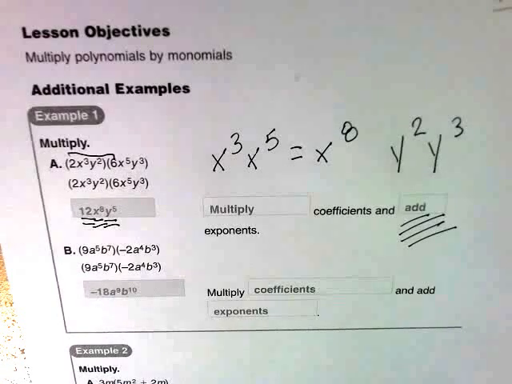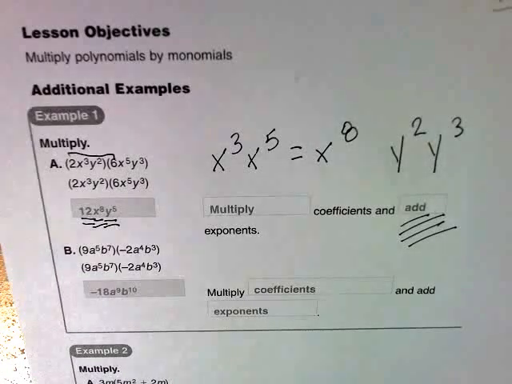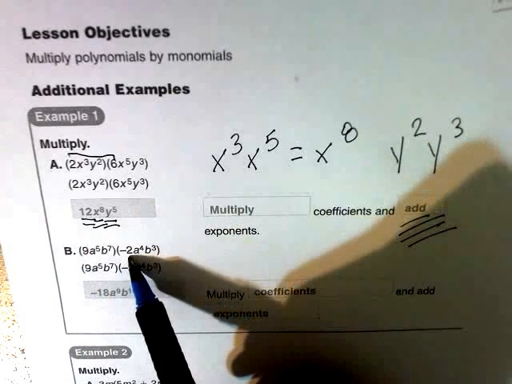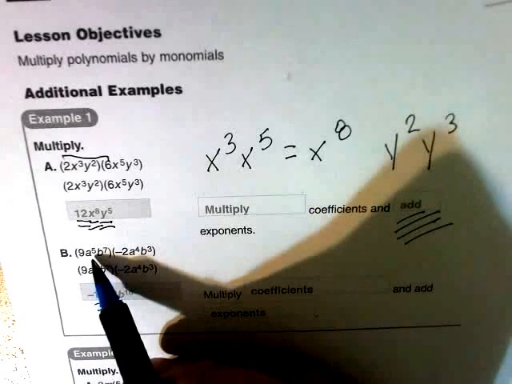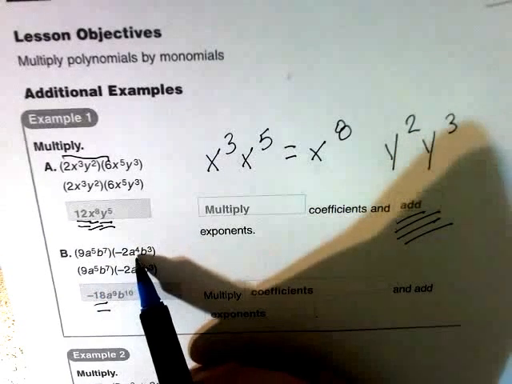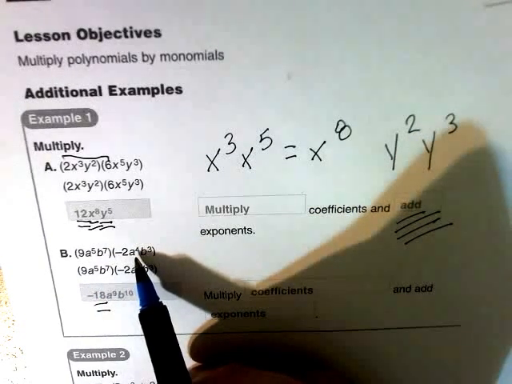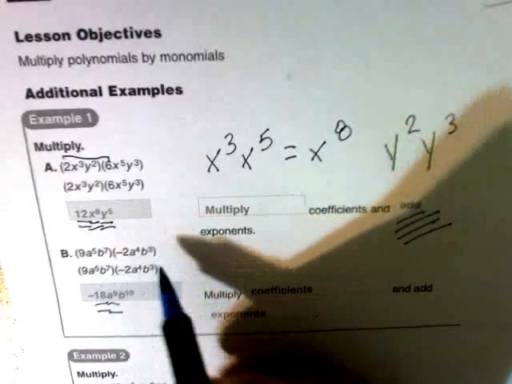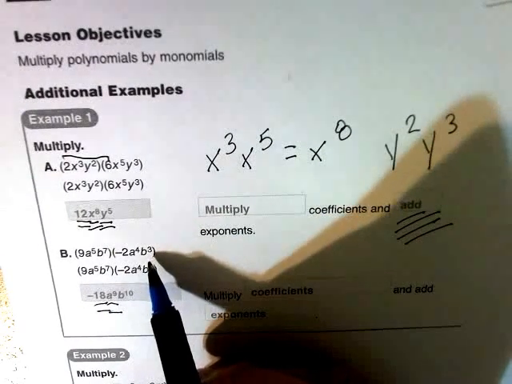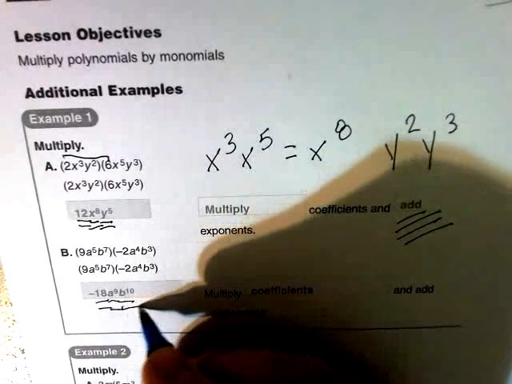All right, so if we look at 1b here, we've got 9 a to the 5th b to the 7th being multiplied by negative 2 a to the 4th b cubed. If we take a look at the integer parts here, we've got a 9 and a negative 2 I'm multiplying together. That's going to give me negative 18. A to the 5th and a to the 4th, that's going to combine to make a to the 9th. Remember, we're adding the exponents, so that's where that part of the answer came from. And then b to the 7th and b to the 3rd combines to make b to the 10th.